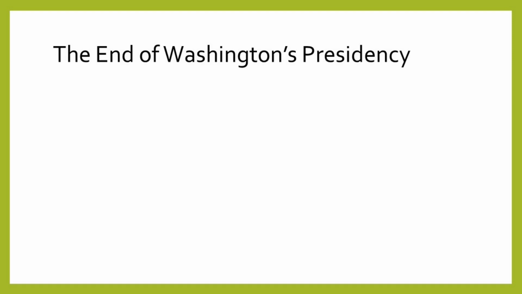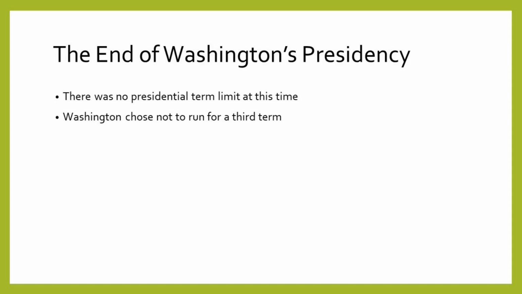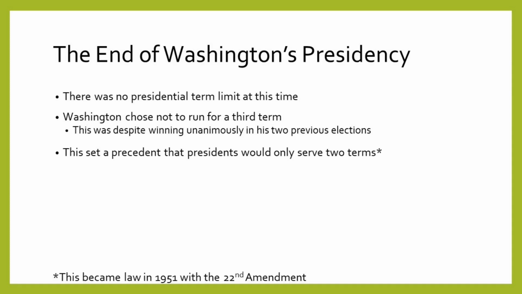At this point, there was no limit on how many times a president could run for re-election, but Washington just chose not to run again. This was a really big deal for a man who had been unanimously elected in both of his previous elections. In fact, this action set a precedent which would stay in place until the 20th century, that the office of the president was not a lifetime appointment. Two 4-year terms was enough.